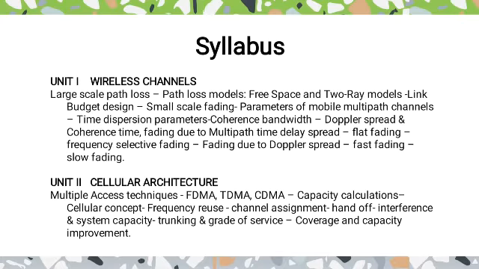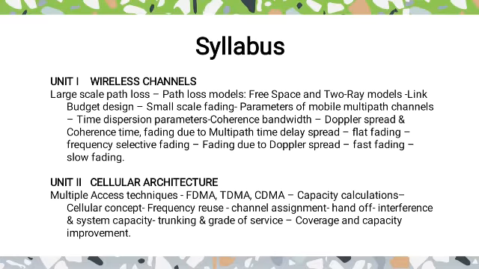In unit 1 we are going to discuss wireless channels. In that we are going to discuss path loss models, the types of fading and the parameters for fading. Under the types of fading we are going to discuss multipath time delay spread, frequency selective fading, and fading due to Doppler spread also.